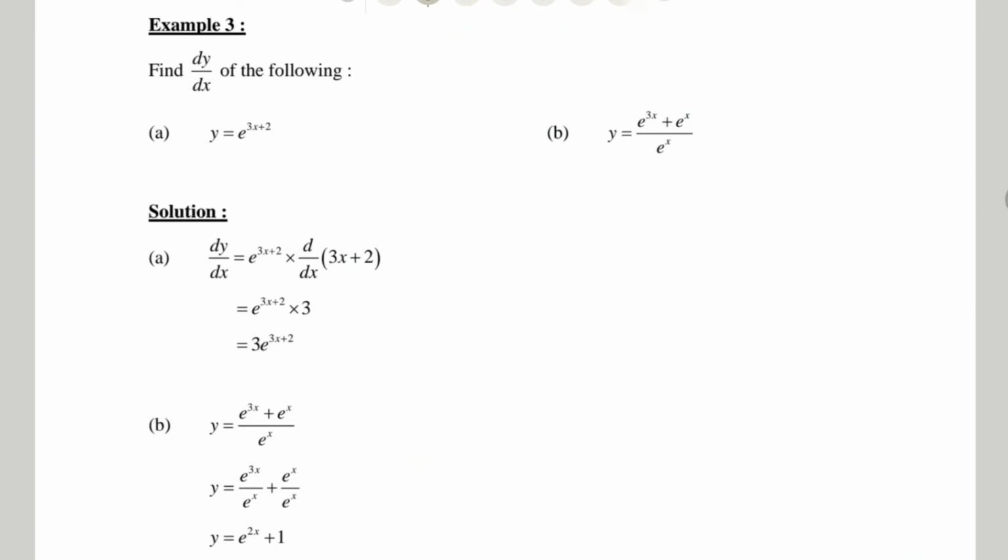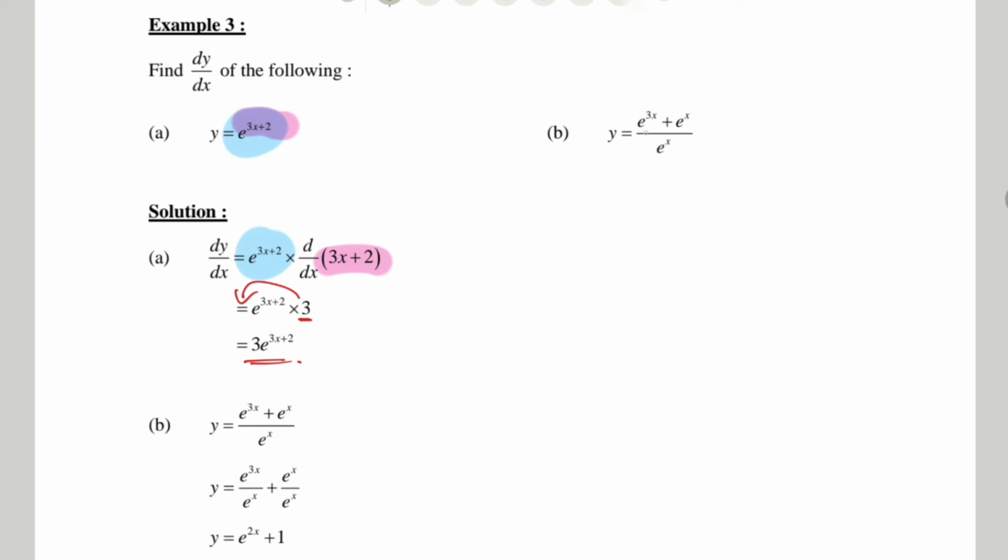Now, let's take a look at example 3. Example 3a is just e to the power of 3x plus 2. So remember the steps, which is, the first one is to copy the exponential exactly as it is and then differentiate the power of the exponential. And then write the derivative in front of that exponential.